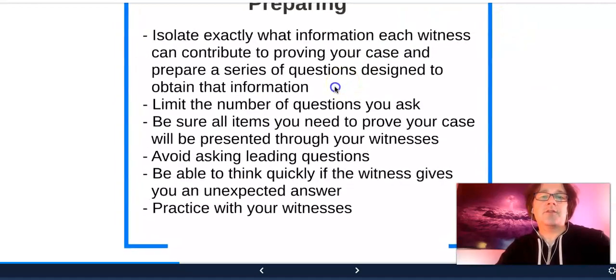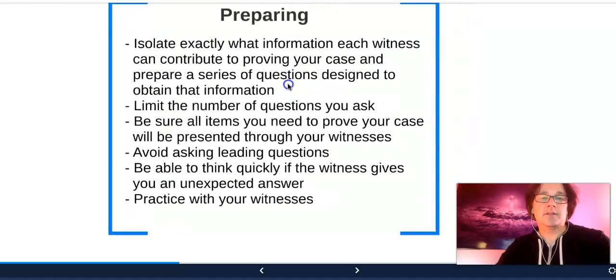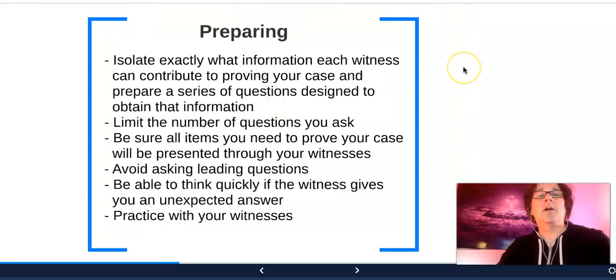So in terms of prepping your witnesses, preparing. You want to, for each witness, isolate exactly what information each witness can contribute to proving your case, and prepare a series of questions that are designed to obtain that information. You want to try to limit the number of questions that you ask. So these questions should be pretty succinct. They should get right to the point.